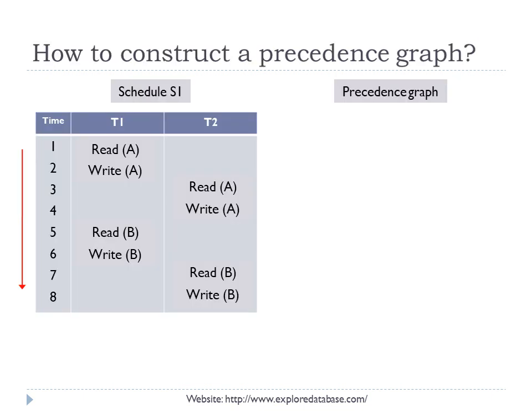Now let us see how to construct a precedence graph for the concurrent schedule S1. First, we need to include a vertex for each transaction. We have two transactions here in our schedule S1 that results in two vertices T1 and T2.